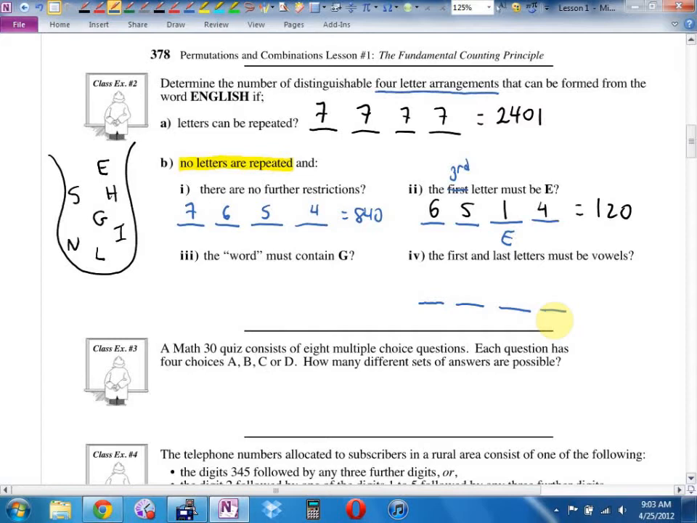All right. This has to be a vowel, and that has to be a vowel. How many choices do I have here for a vowel?